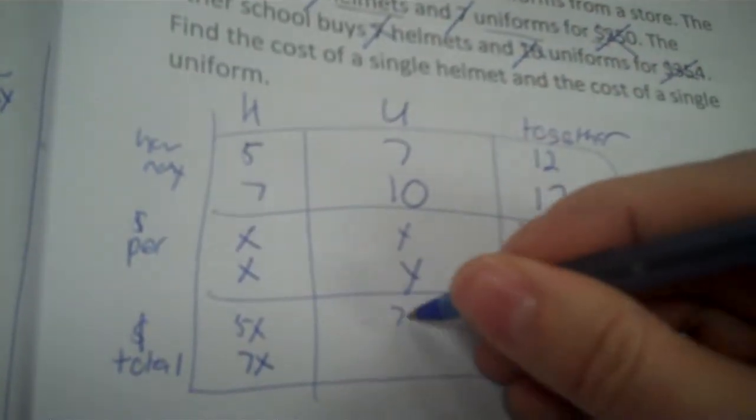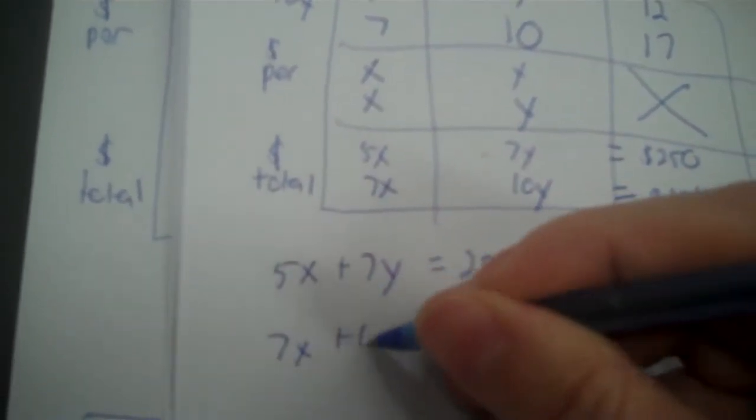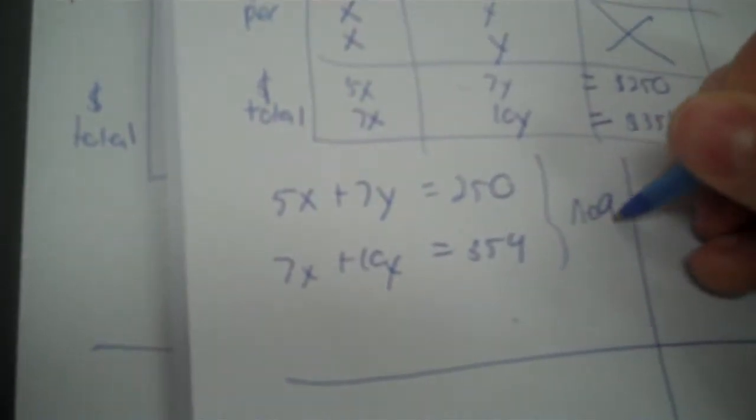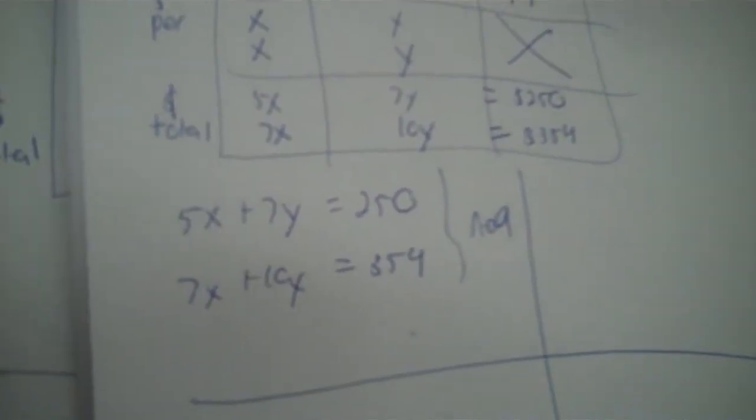So that's X, and that's Y. So that's going to be 5X on top of 7X, 7Y on top of 10Y. So now I have my system. 5 times the cost plus 7 times the cost of the uniform is equal to 250, and then 7X plus 10Y equals 354. Okay, add, that's 12X, 17Y, and nothing's the same, so not going to work.